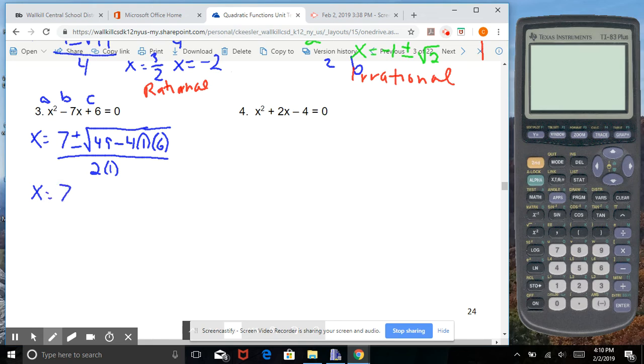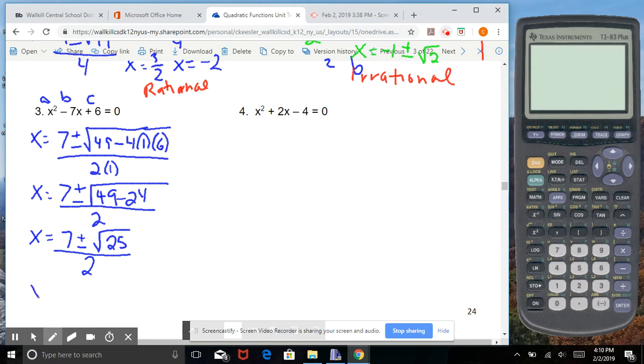Simplifying, 7 plus or minus the square root of 49 minus 4 times 1 times 6 is 24, all over 2. So X equals 7 plus or minus the square root of 25 divided by 2. In this case, right away, just from this point, I can tell that I'm going to have rational roots because the square root of 25 is easily done. Square root of 25 is 5, so we get 7 plus or minus 5 divided by 2.